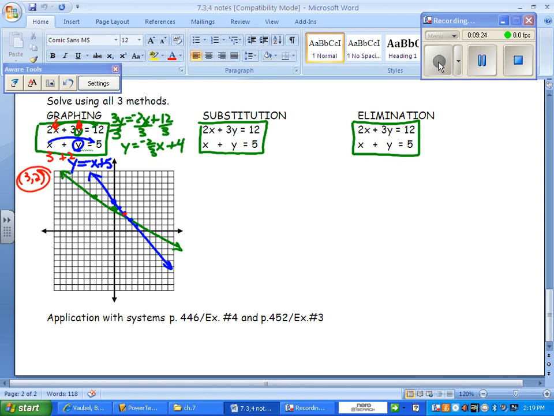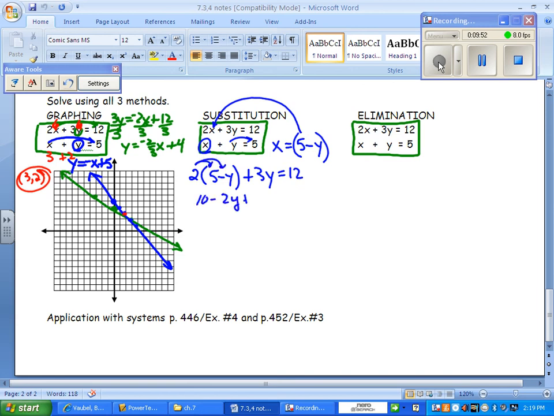Substitution method, I'm going to pick one of the variables to get alone. I'm going to pick this x. To get x alone, I have to move the y out of there. So x equals 5 minus y. X equals this stuff. I'm going to stuff it back in for the x in the other equation. So my equation becomes 2 times the quantity, 5 minus y, plus 3y equals 12. Distribute. You have a 10 minus a 2y plus 3y equals 12. Combine my like terms. I have 10 plus y equals 12. When I subtract my 10, I get y equals 2.